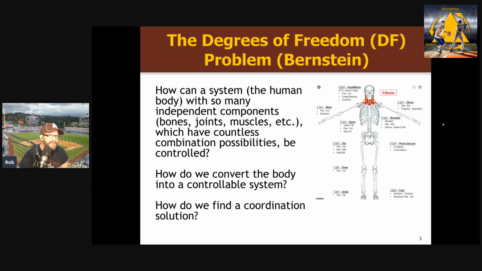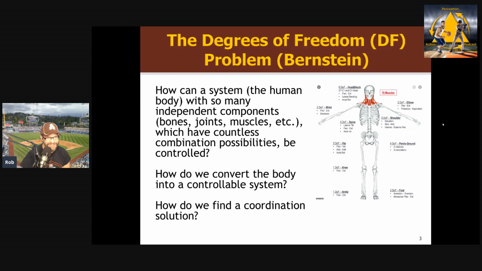But the basic idea and the problem that Bernstein identified, which arguably remains the single most important problem in motor control, is the idea that the human body, this wonderful system, has all of these components, right? These bones, joints, muscles that can move in all these different ways, right? So with our shoulder, we can move it essentially in 3 different dimensions, for example. This wonderful capacity creates a problem, right? And this is a general problem for human beings.